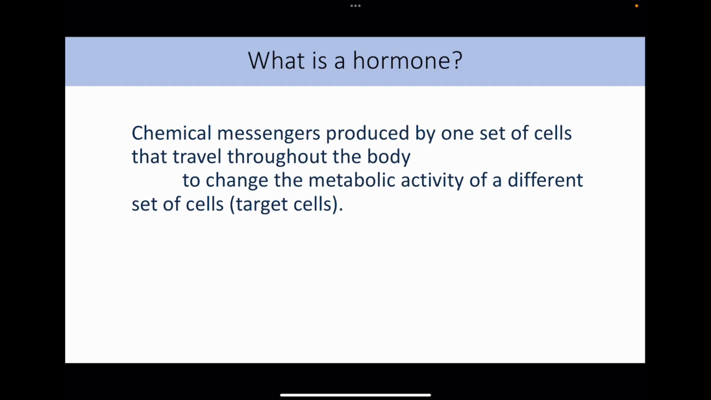All right, so what is a hormone? A hormone is a chemical messenger produced by one set of cells that travels throughout the body via extracellular fluid, like the blood or lymph.